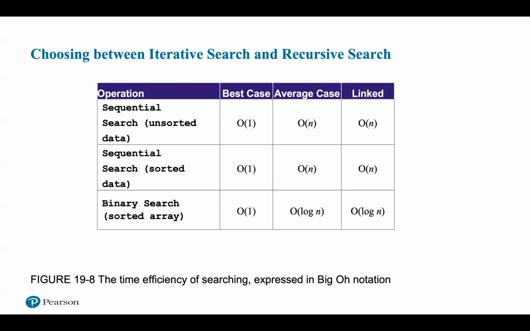So what we're showing in this chart, Figure 19.8, is a summary of the time efficiency of the sequential search and the binary search. Only the sequential search is applicable to unsorted data. The efficiency given for the binary search is for a sorted array. For a large sorted array, the binary search is typically much faster than a sequential search.